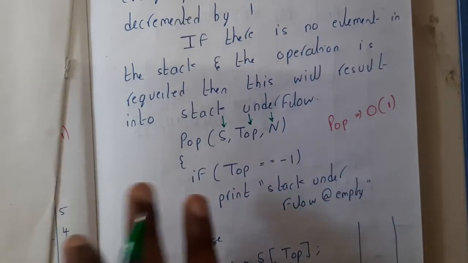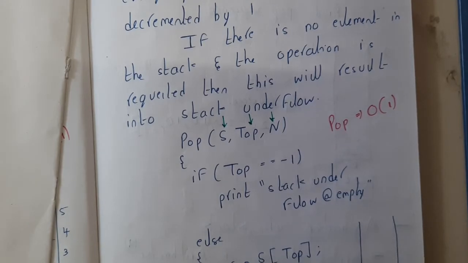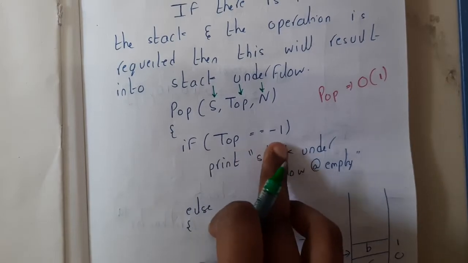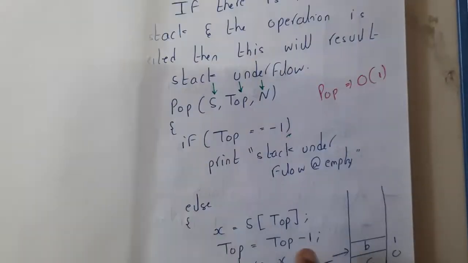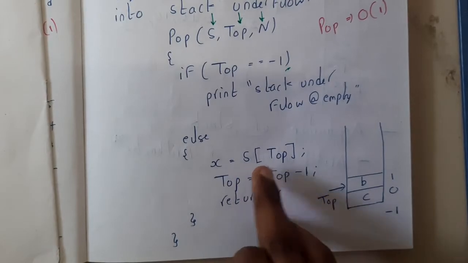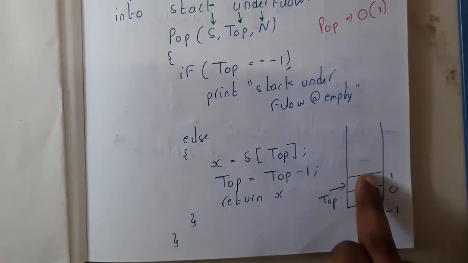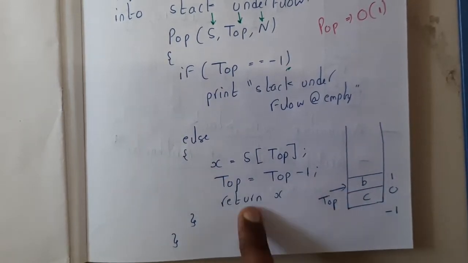So basically in this example, s is nothing but an array, so we are using an array representation or array implementation. If top equals -1, so when will top point to -1, guys? It will point to -1 when the stack is empty. If it is true, you will print that the stack is empty. Else you will first substitute whatever value is there into a variable, then decrement top by 1, and return the value x.